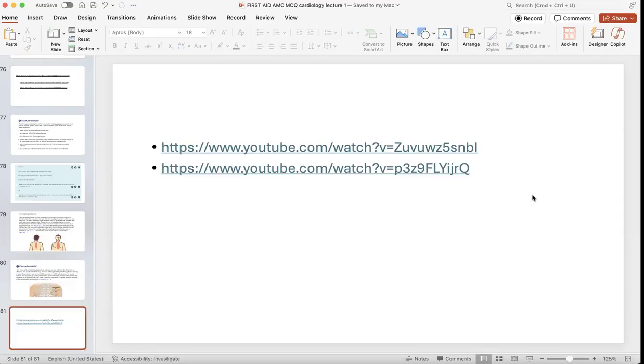And the treatment of Prinzmetal angina is you need to give them something which can open up the coronary artery, which means nitrates and calcium channel blockers.